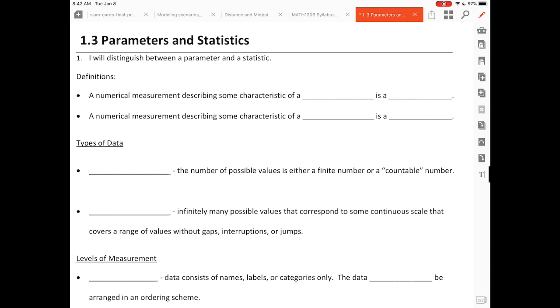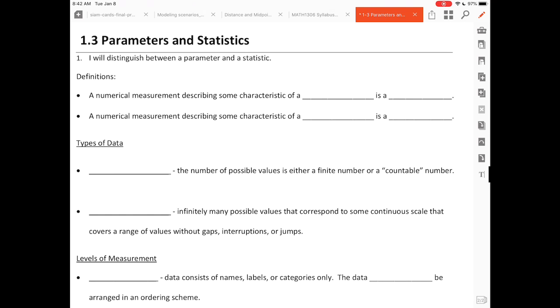Okay, so we are looking at section 1.3. I did skip 1.2. We'll come back to that at the end of the semester. It just kind of flows better if we do it then. 1.3 is parameters and statistics. We're going to distinguish between a parameter and a statistic. So first I need to define those for you.